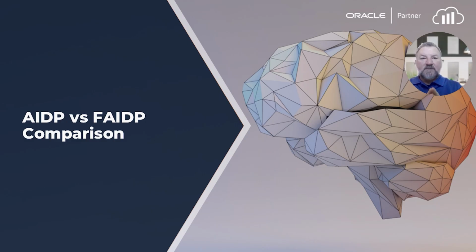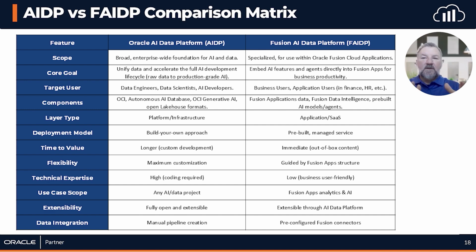So now that we've discussed the AI Data Platform and Fusion AI Data Platform, let's take a comparison between the two. So we're going to go line by line here. As we look at the scope of the AI Data Platform, this is a broader enterprise-wide foundation for AI and data. Versus when we look at the Fusion AI Data Platform, it's specialized for use with Fusion applications. It's pre-built, purpose-specific for Fusion applications, again, in extracting the data from those applications with pre-built analytics.